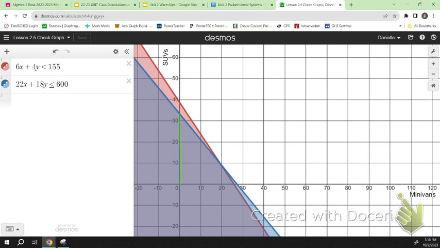So again, our double shaded region is right here. Do you see it? I cannot rent negative minivans or negative SUVs, and it's asking about 40 SUVs. Well, that would be right here. It's not part of our double shaded region. It's not part of the solution. It doesn't meet the constraints. Questions? All right.